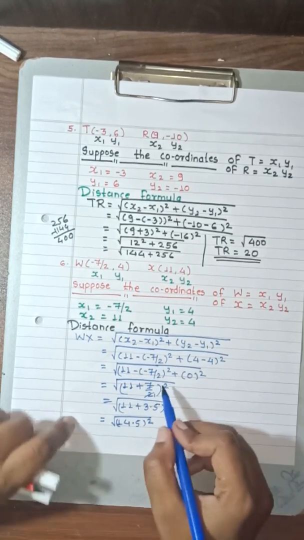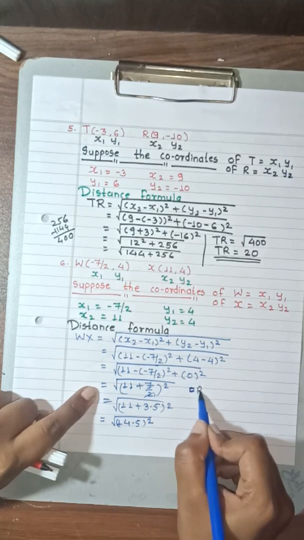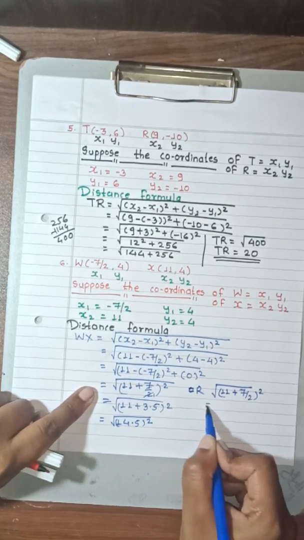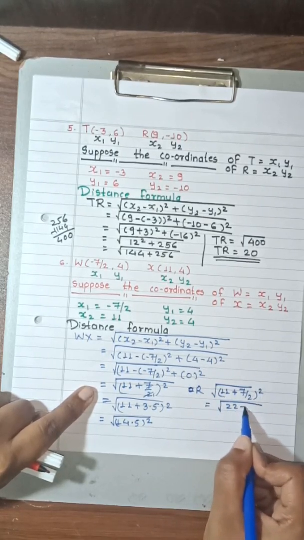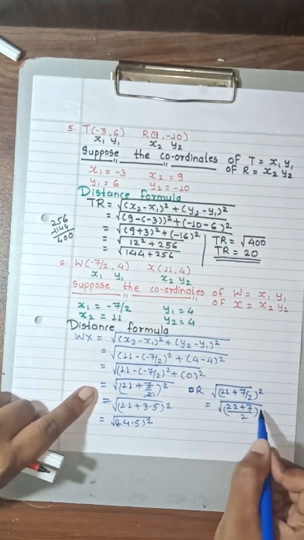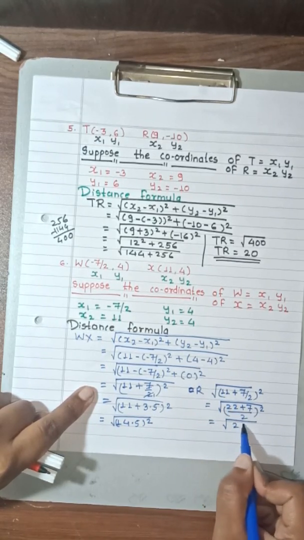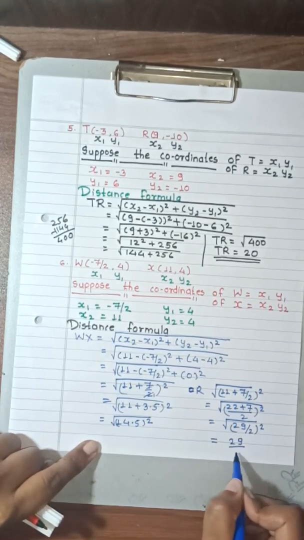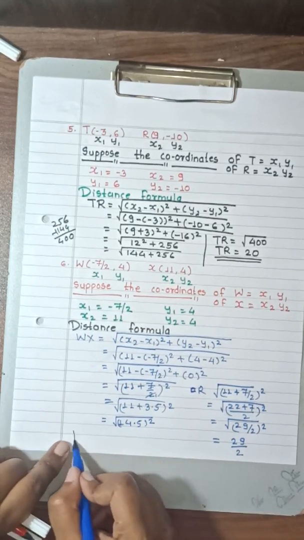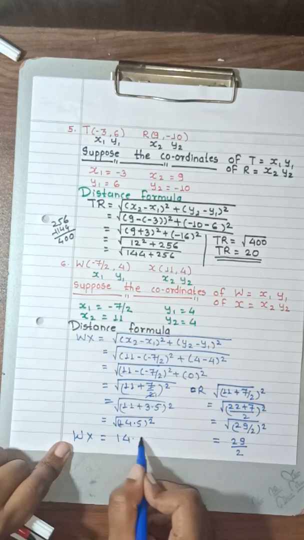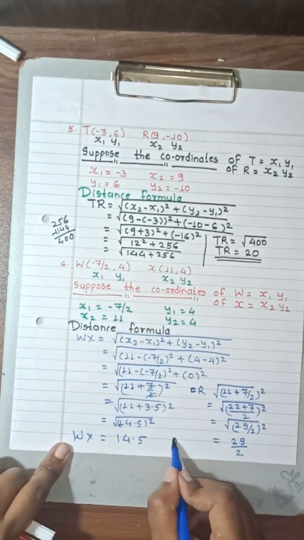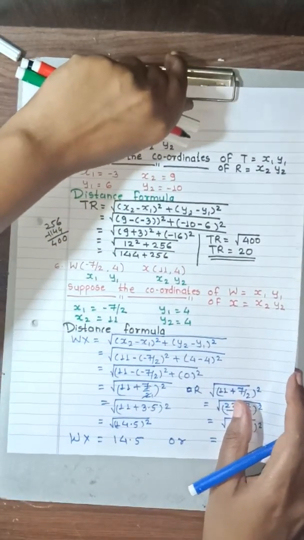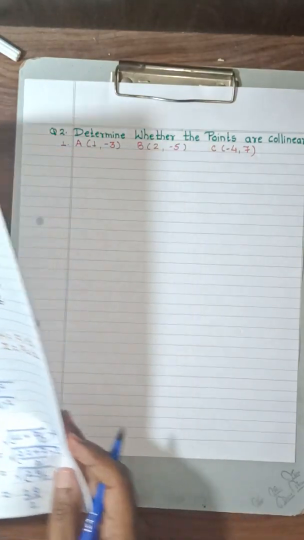Okay, or you can also solve this in this way. Under root of 11 plus 7 upon 2 bracket square can also be written as 22 plus 7 upon 2 bracket square, that is equal to under root of 29 upon 2 bracket square, that will be equal to 29 upon 2. Okay, therefore WX will be equal to 14.5 or 29 upon 2. In this way we have completed question number first of practice set 5.1.